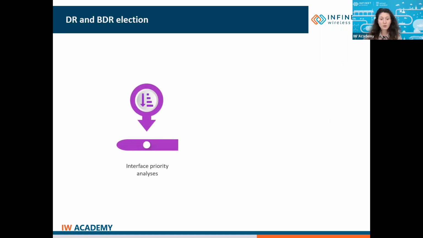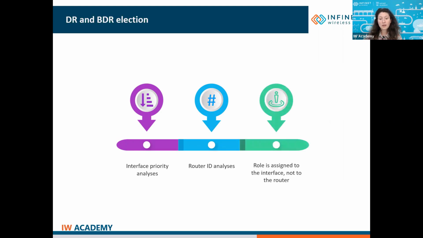The interface priority sent in the hello packets is checked and the router with the highest priority wins the election. However, if the priorities are equal, the highest router ID will win the election. Keep in mind that the role is assigned to an interface, not to the router itself, because a router might be connected to several multiple access network segments.